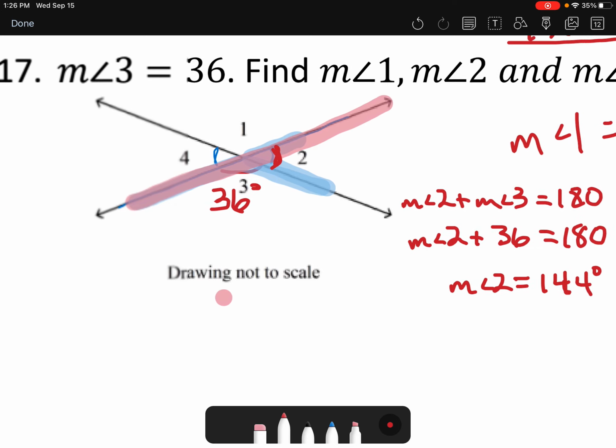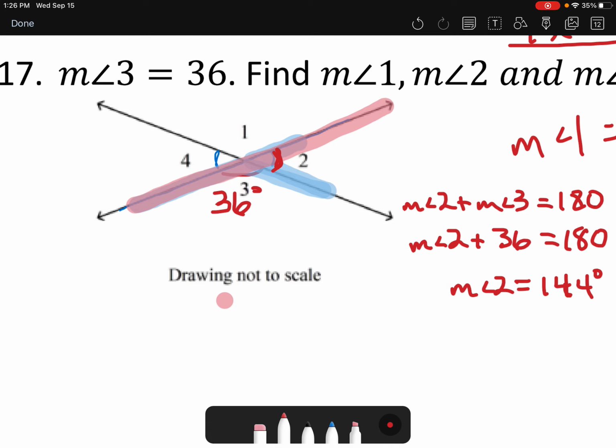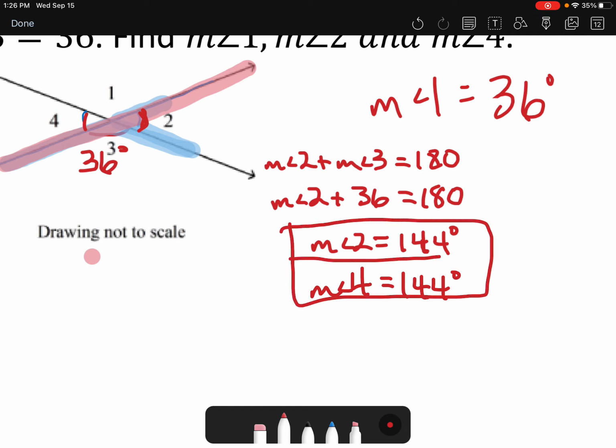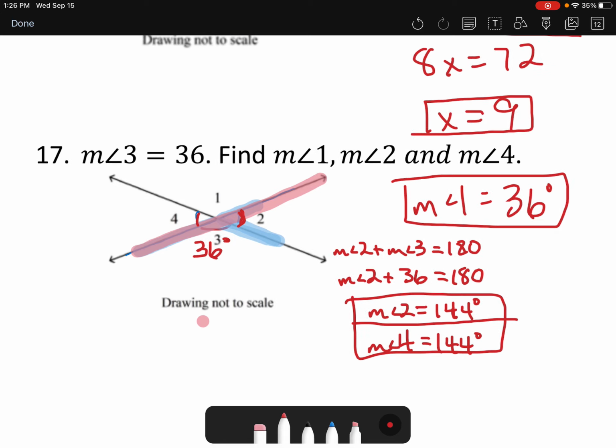144 degrees. Y'all, angle 2 and angle 4 are vertical angles. And that means they are congruent. That's the vertical angles theorem. It says when you have vertical angles and you know the measure of one, you already know the measure of the other. It's the same. So that tells us that angle 4 is also 144. Angle 2, angle 4, and there's angle 1 right there. That's the answers we were looking for: 36, 144, and 144.